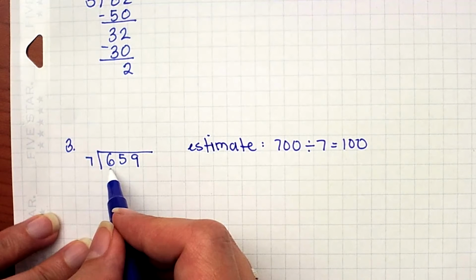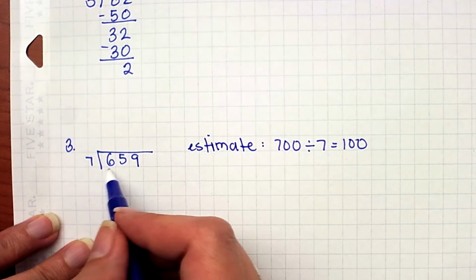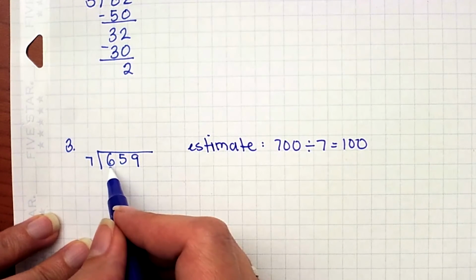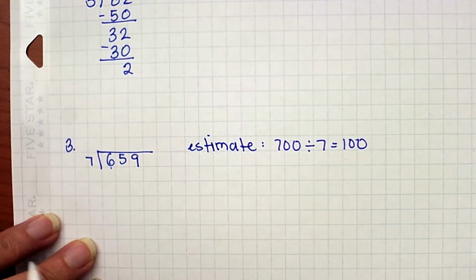Now, can I divide 600 flats between 7 groups? I can't do that. So I have to take my 600s and break it into tens. So now I have 65 tens. So what number can I use to get close to 65 tens?